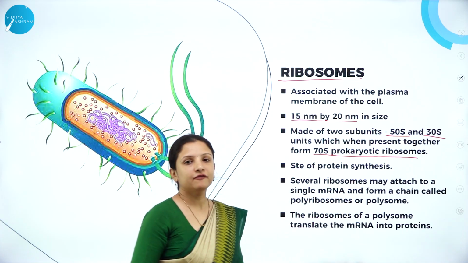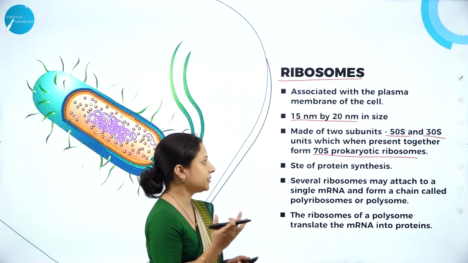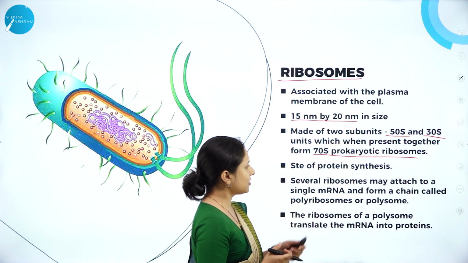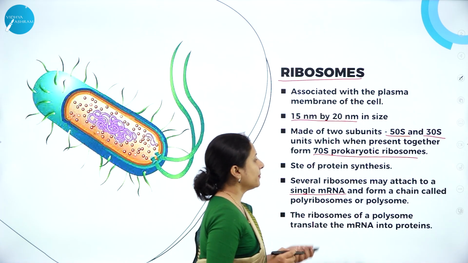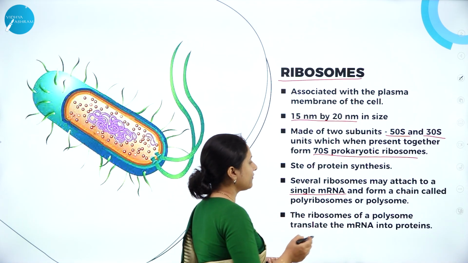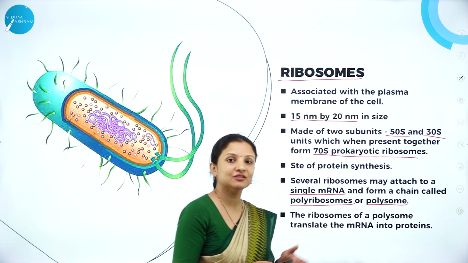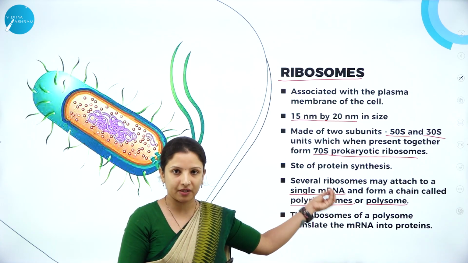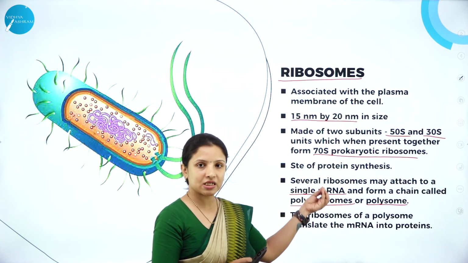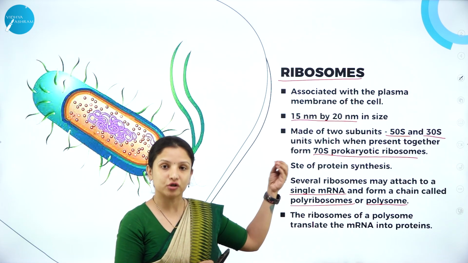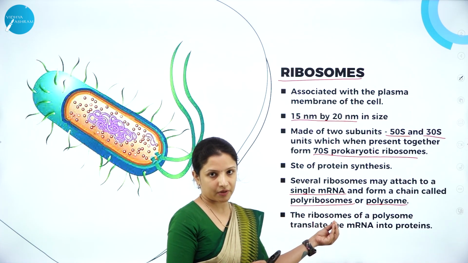And they are the site for protein synthesis. So ribosomes are very, very important because they help in protein synthesis. And several ribosomes may attach to a single mRNA, that is the messenger RNA, and they form a chain which is called a polyribosome or polysome. Why? Because this is very, very important during DNA replication. So during DNA replication, this you will study in detail in your second PUC, that is in your 12th, you'll have a chapter wherein you'll study about DNA replication and all that.